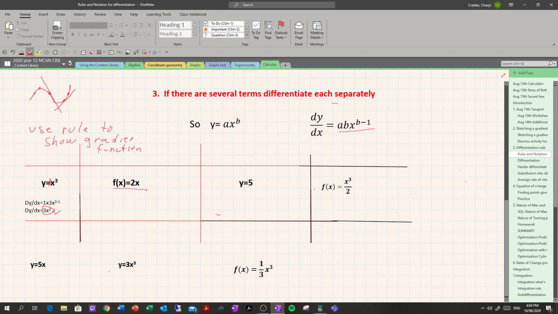Do the same for this one. Now we've got f of x, so we use f prime x, and we differentiate. This has a 1 on it, so b is 1, the exponent is 1, so it's simply 2 times 1, a times b, times x to the power of 1 minus 1, so it's x to the 0. So x to the 0 goes away. In this case, f prime x is simply 2, it's a constant.